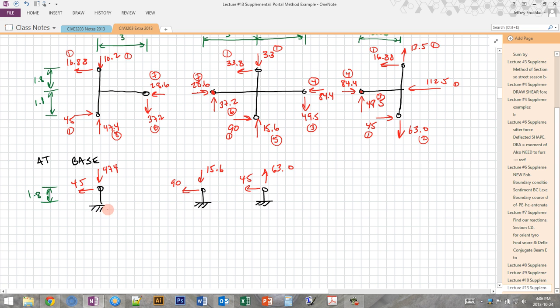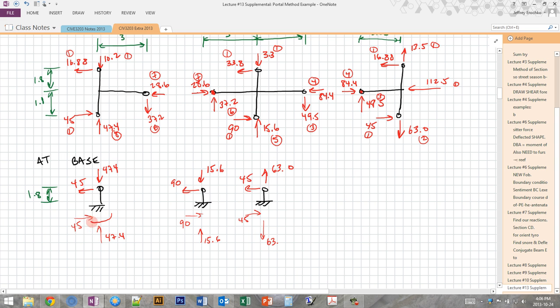Now you can notice from here we can automatically calculate the reactions at the very base of the column. So we know that we have horizontal shear reaction, right? From horizontal equilibrium, 45. We know that we have vertical force reaction, which directly counterbalances these, 15.6 and 47.4.